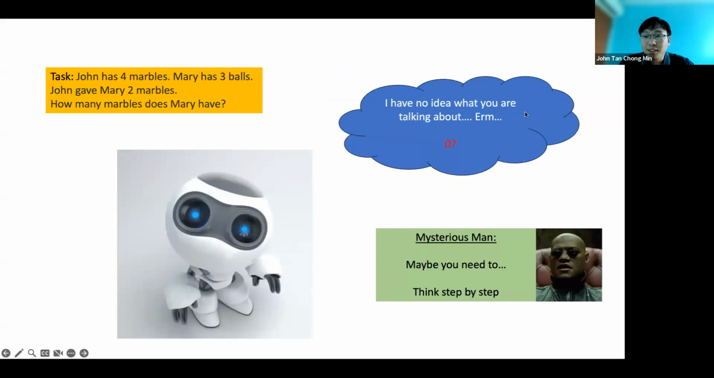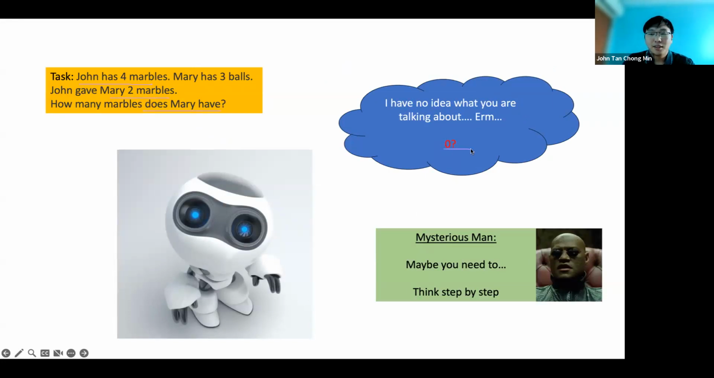So is this all that a large language model can do? Apparently it's not very good at things like math. One of the earlier versions of the model, not ChatGPT right now, but maybe GPT-2, if you give it a question like this: John has 4 marbles, Mary has 3 balls. John gave Mary 2 marbles. How many marbles does Mary have? The GPT may not even understand how to solve it. It might output some gibberish.